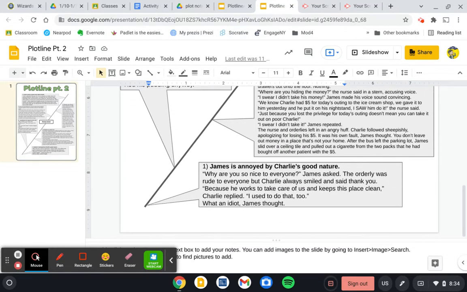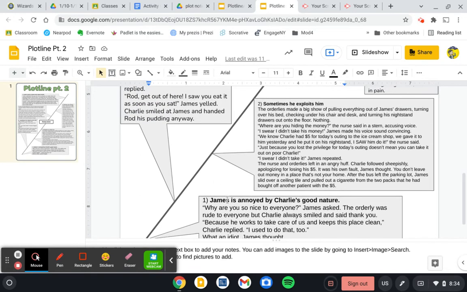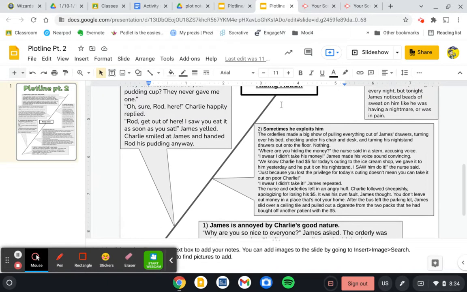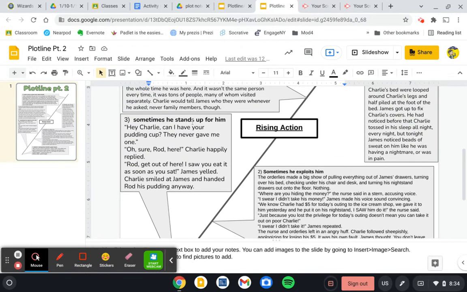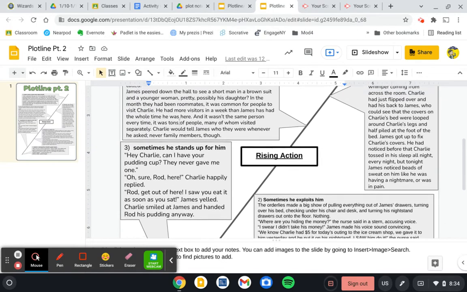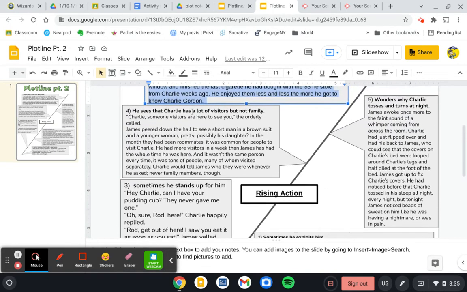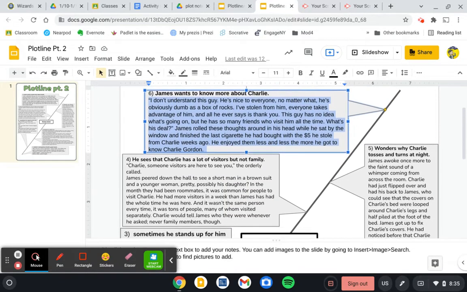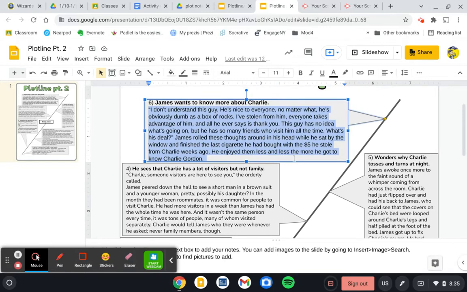Now, this is helping me keep all of my ideas in sequence because it makes sense. First, James's first impression is that he is annoyed. Then he decides to take advantage of him. Then, as he gets to know him, he starts to stand up for him. Then he's noticing that a lot of people like him. And then he also is noticing that Charlie is experiencing pain or nightmares. So he starts to really contemplate and wonder about this guy.